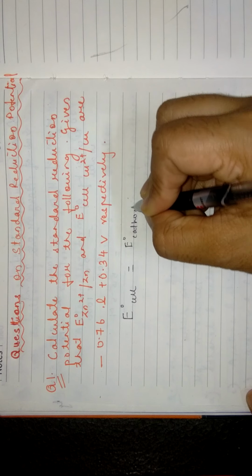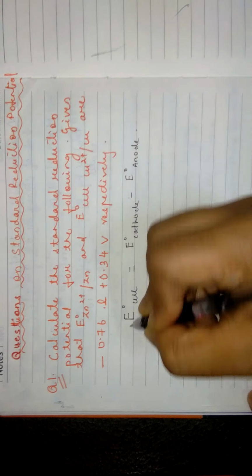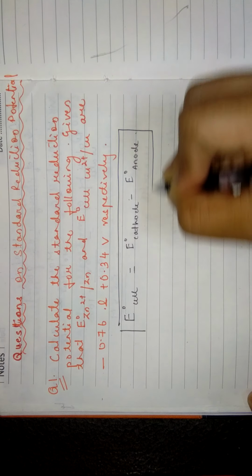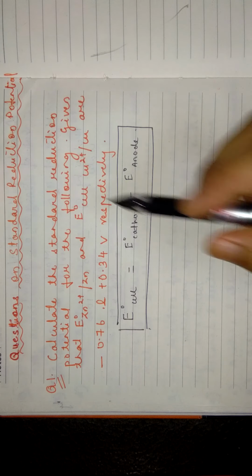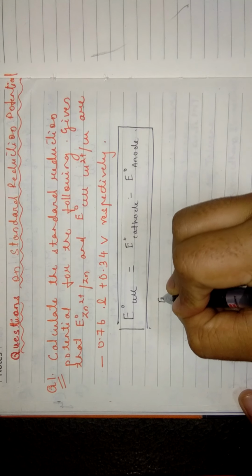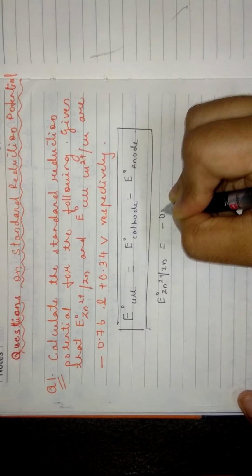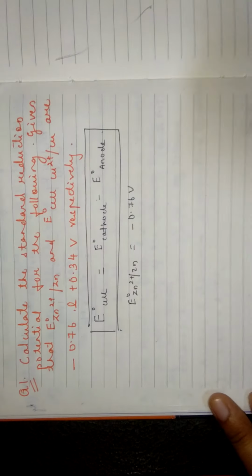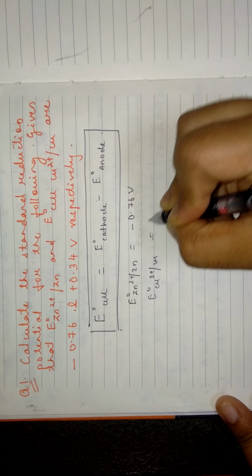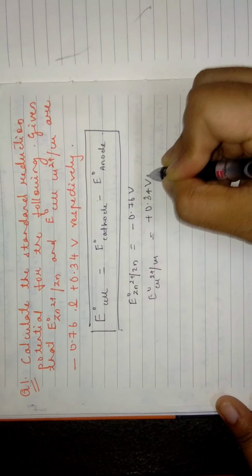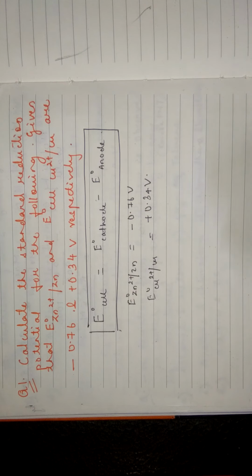It is E cathode minus E anode. This is the formula we all know to calculate. But in this case, which one is the anode and which one is the cathode is not given. We are given the value for zinc, which is minus 0.76 volt, and for copper it is given as plus 0.34 volt. So how do we find out which one is the cathode and which one is the anode?